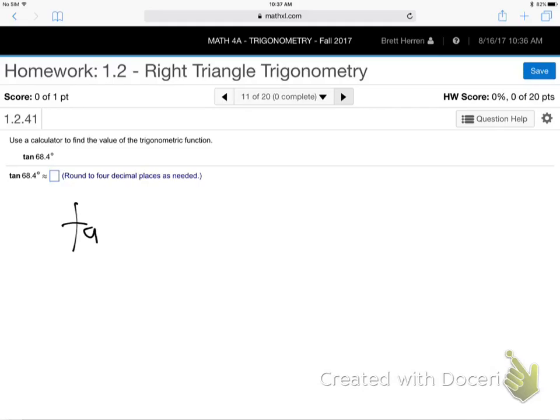So tangent of 68. You guys have your calculator with you? Try that one. Make sure all your calculators can go degree or radian mode. We'll need both of them at different times. So make sure you're in degree mode.